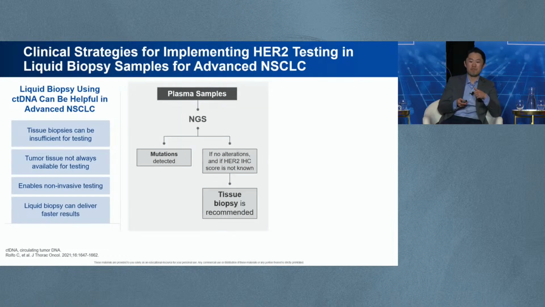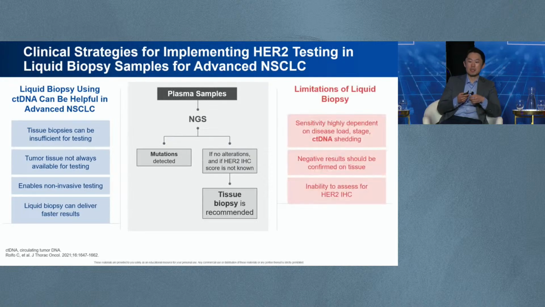And so when you get the plasma sample, you do NGS, and if you have a mutation detected, that's great. But what if there's no detection of any HER2 mutation or any actionable alterations? And also if HER2 IHC is not known. So in these cases, I would actually recommend tissue biopsy.